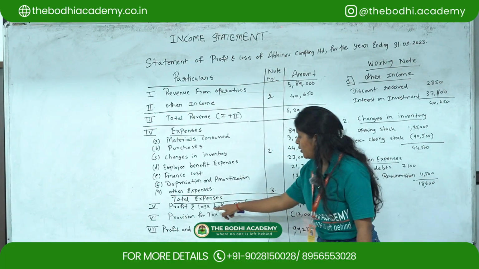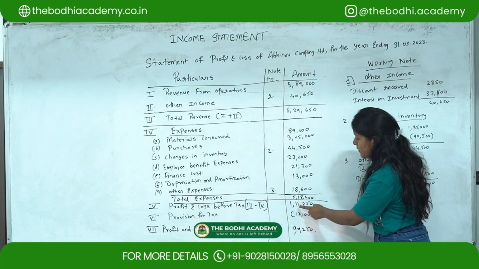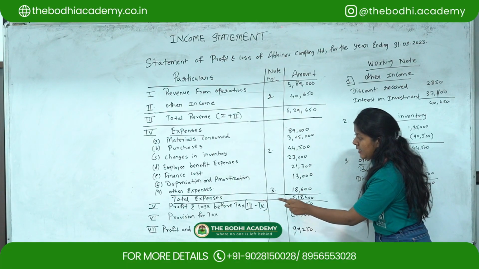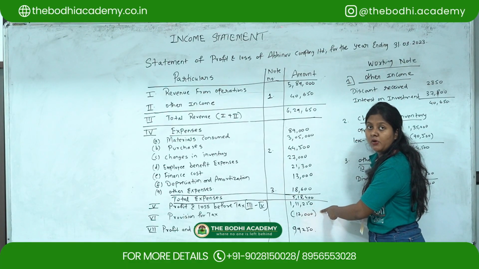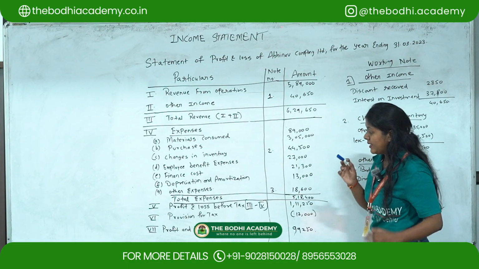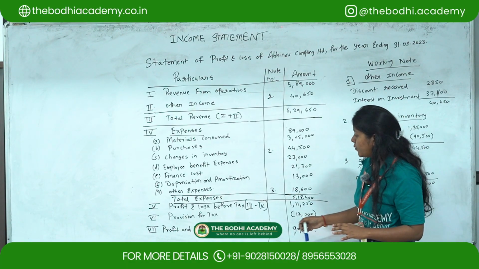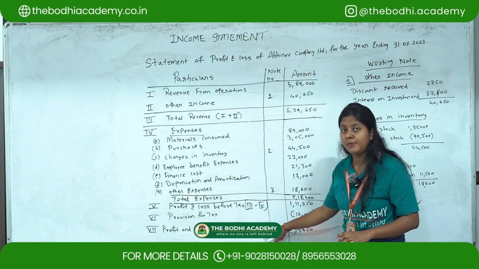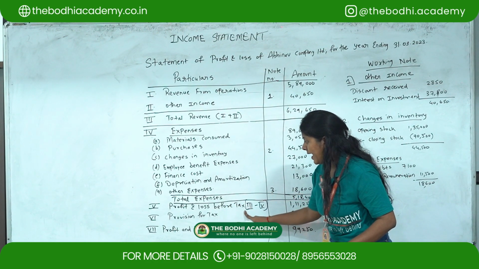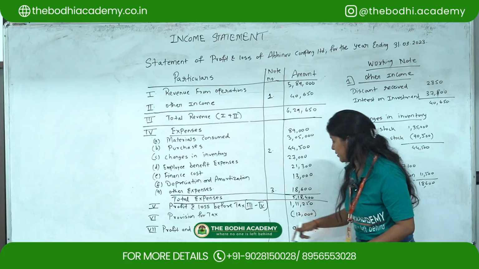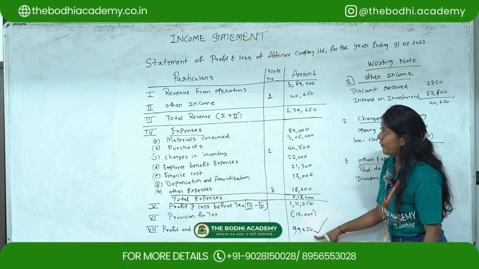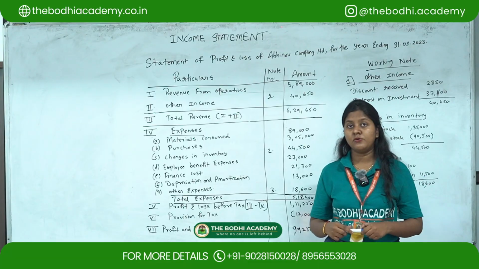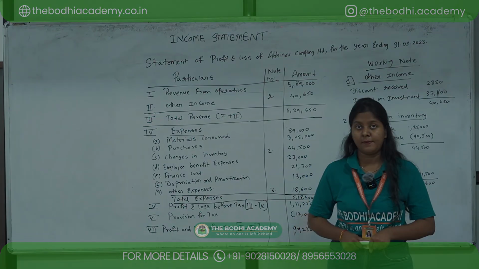Then profit and loss before tax, I'm getting 1,11,250. That you have to minus with provision for tax, which is already given in the question as 12,000. So the next step, step 7, what you have to do is fifth minus sixth. It means profit and loss before tax minus provision for tax. So here we are getting a profit of rupees 99,250. Okay, so this is how you have to solve the income statement.